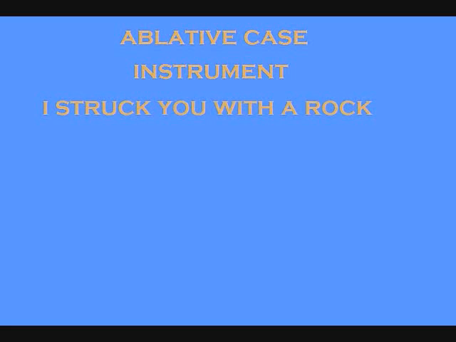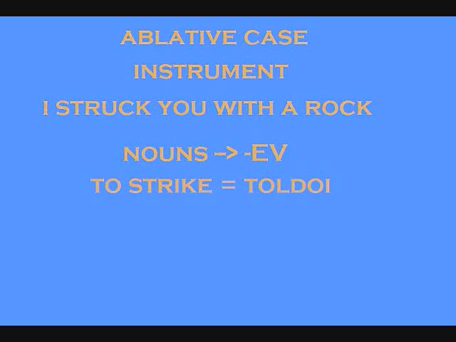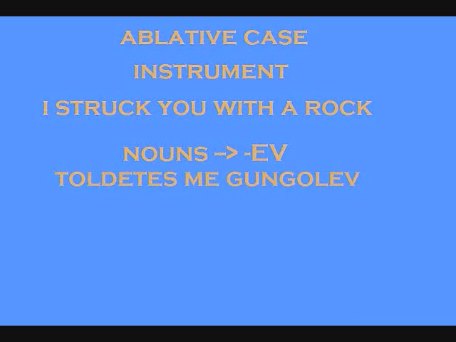Quickly, let's add one more noun and adjective case, the ablative. This case is used to show the instrument of an action. For example, in the sentence, I struck you with a rock. The rock is the instrument of the striking. In Dangin Nira, the ablative noun ending is ev. So if we define to strike as toldoi, then the aforementioned sentence would be toldetes me gungolev. Note that the instrument comes after the object.